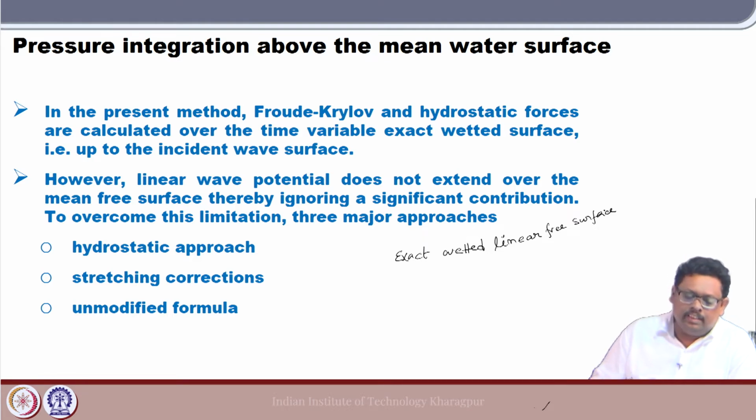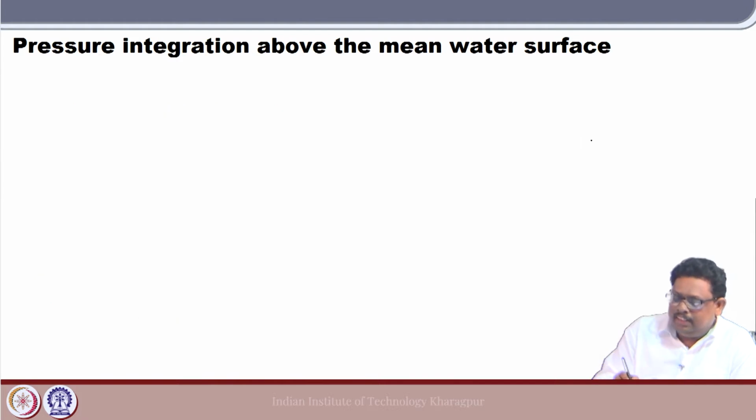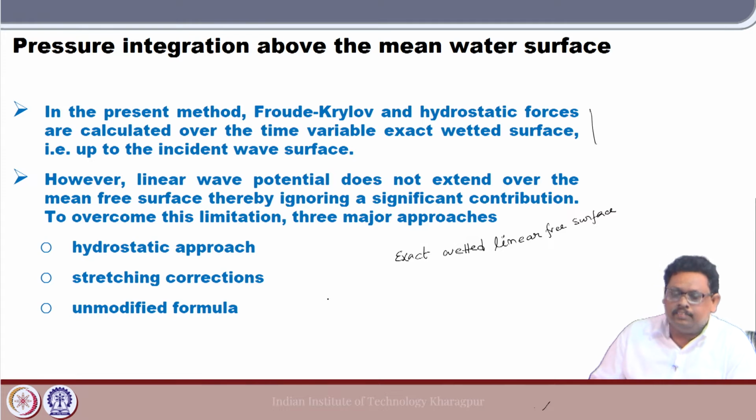Now, that is what is written over here in the present method. The Froude-Krylov and hydrostatic forces are calculated over the time variable exact wetted surface, that is, up to the incident wave surface. Okay. Now, here also, even if I do that, we have a problem, because under the assumptions of linearity, we really cannot go beyond z equal to 0.